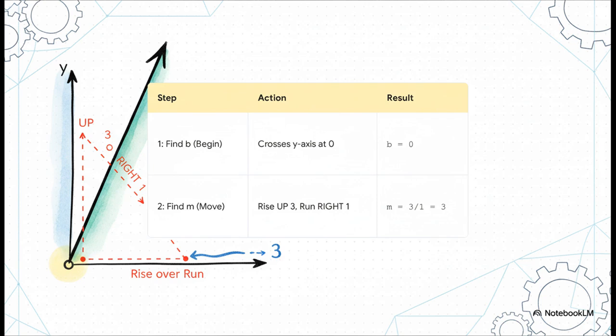Okay, last practice round. This one looks a little different, doesn't it? Step 1, where does it begin? If you look closely, it crosses right at the very center, the origin, and that means our b value is just 0. Now for m. From that starting point at the origin, we go up 1, 2, 3, and we run to the right 1. So our slope, rise over run, is 3 over 1, which is just 3.